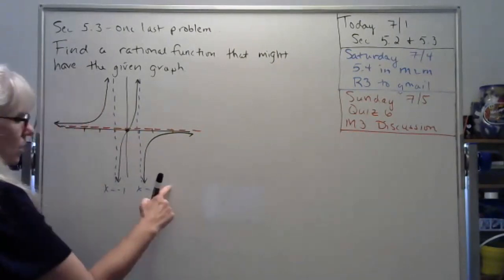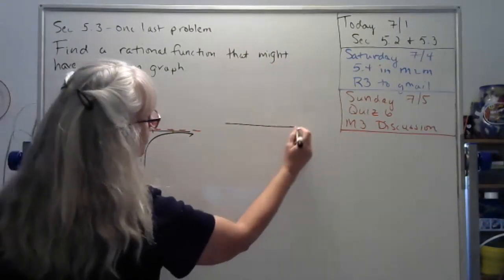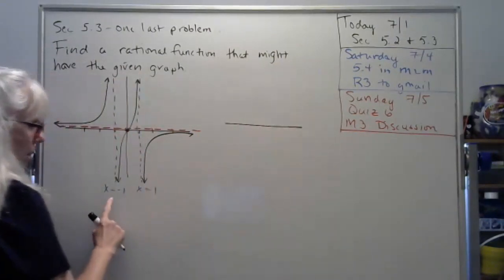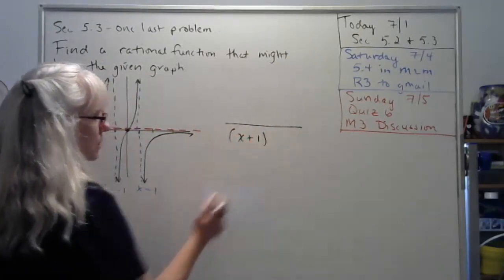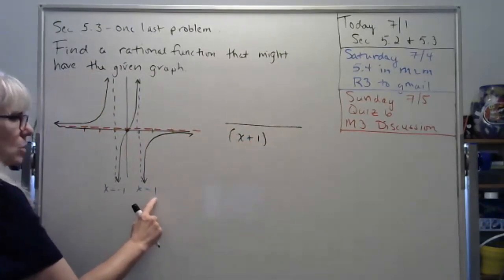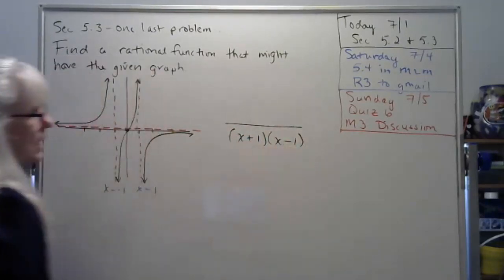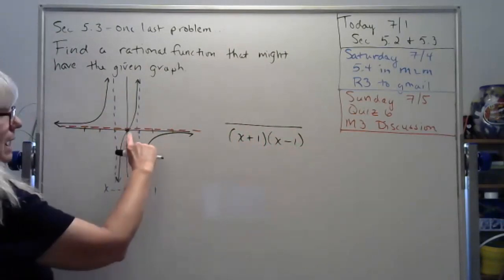Okay, so we know that the vertical asymptotes make up the denominator. So when I go to write my denominator of my function, I'm going to pick up the -1 and the +1. The x equals -1 would come from a factor of x plus 1, and the x equals 1 would come from a factor of x minus 1. And that's where the vertical asymptotes come from. So far, so good.